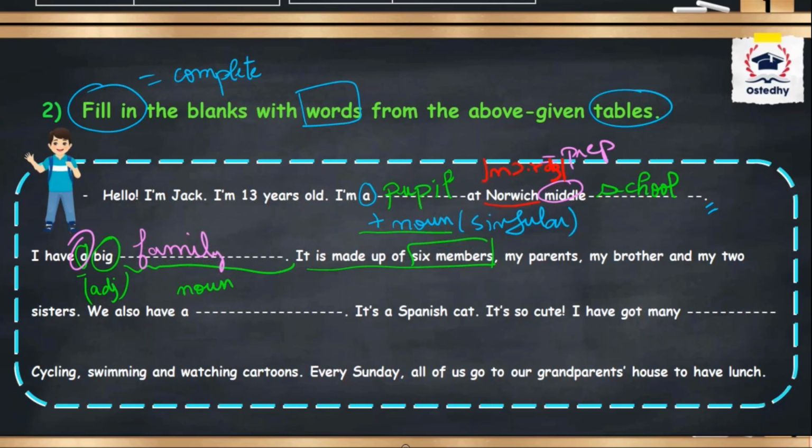Good, let's move. Again, we have the same thing. You have "a", so you need which type of nouns? It must be singular, exactly. So we also have a something, and then after that you have it's a Spanish cat. So what is a cat? Exactly. So a cat, as Ritesh explained, is a pet. That means a domestic animal. Thank you so much, Malik.